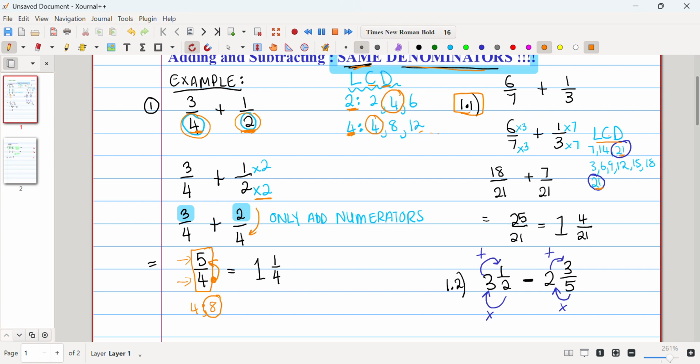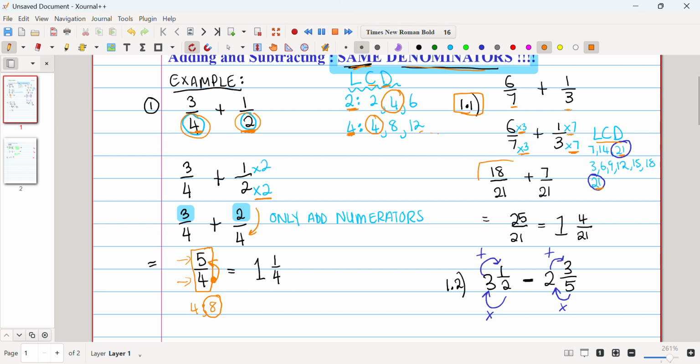So we're going to convert both of our denominators into 21 to get the lowest common denominator. So how do we do that? 7, we must multiply by 3, and we need to do the same to the top. For 3 we multiply by 7, we do the same to the top. Then what's going to happen is we basically simplify it. So 6 times 3 is 18, 7 times 3 is 21. 1 times 7 is 7, 3 times 7 is 21.